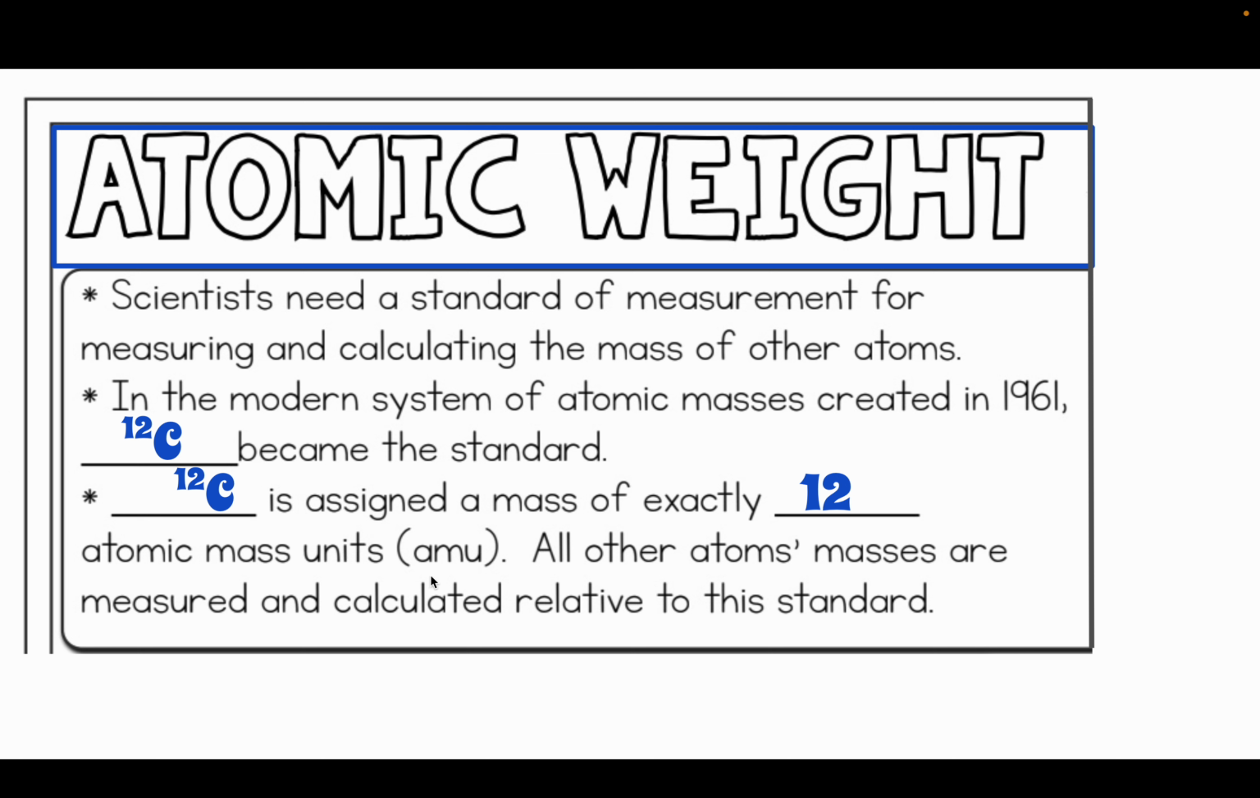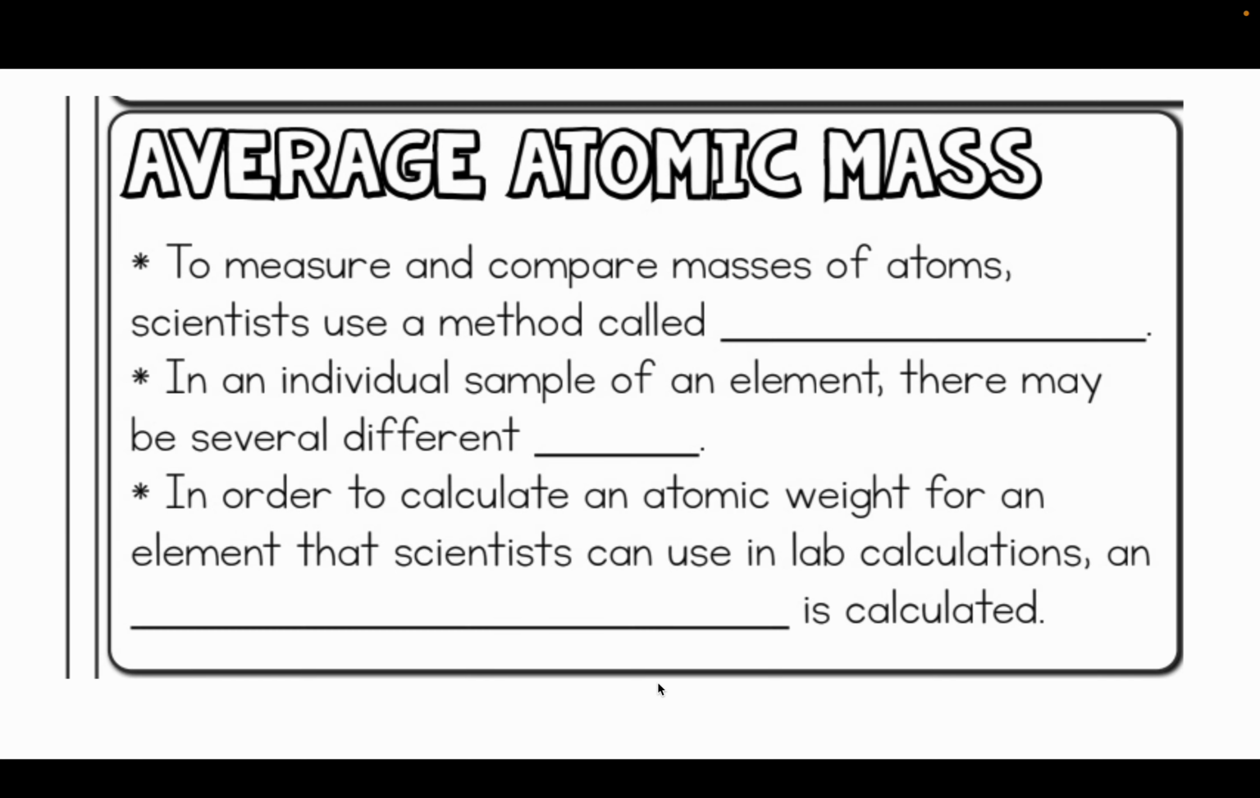Atomic mass units are the units you're going to use anytime you're calculating an atomic mass of any element or atoms out there. And atomic mass units we know correspond to the weight of one proton or one neutron, right? They each weigh one atomic mass unit. So carbon-12 was assigned a mass of exactly 12 atomic mass units, and all other atoms' masses are measured and calculated relative to this standard. To measure and compare masses of atoms, scientists use a method called mass spectrometry, and we're going to talk about that more in your mass spectrometry notes.